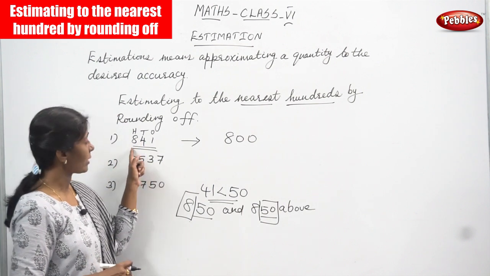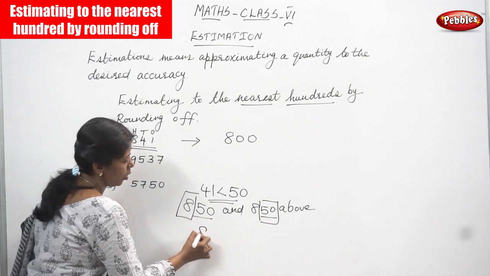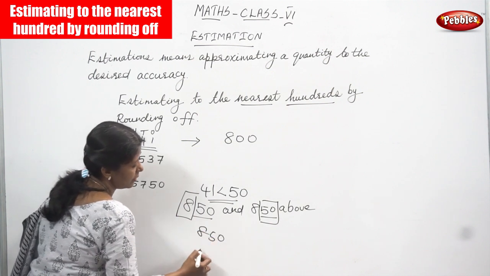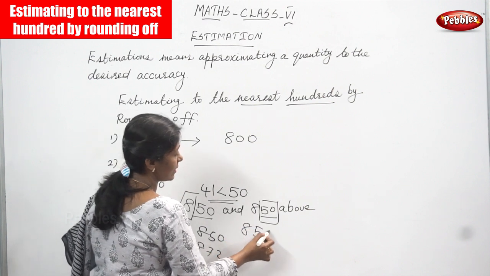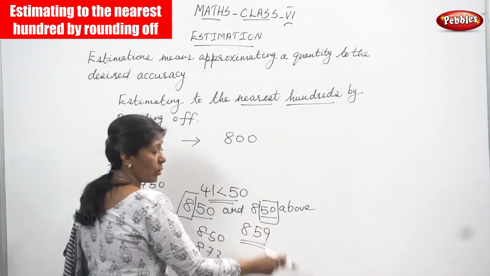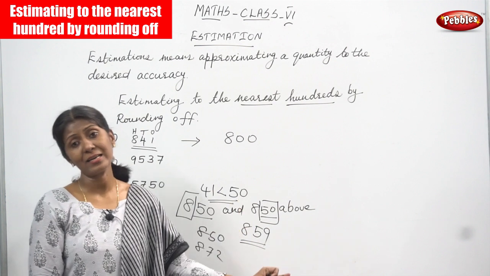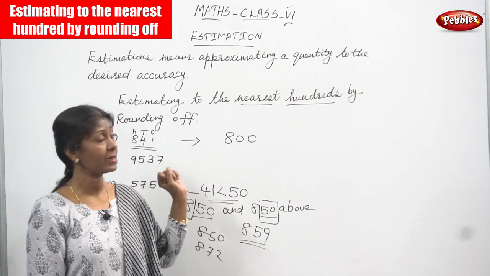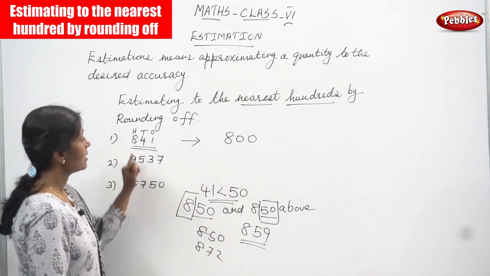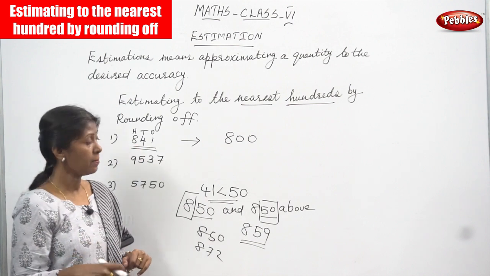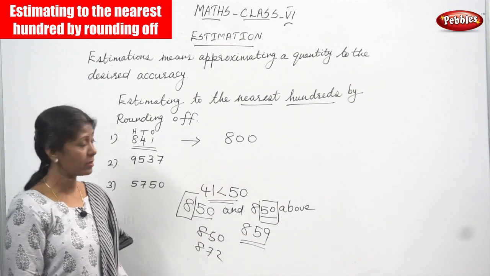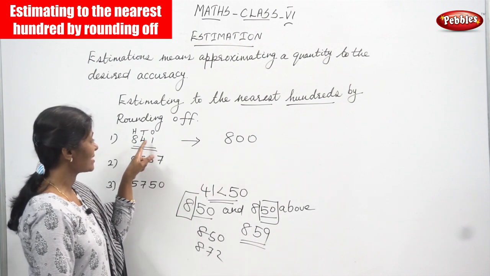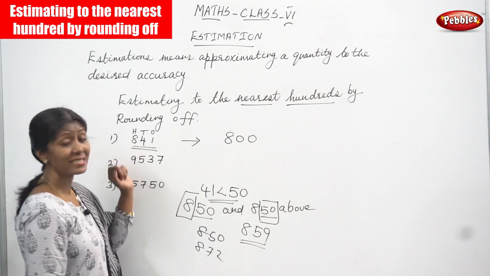Suppose it is 850, or 872, or 859. If the number is like this, what are you going to do? For the nearest 100 you can say 900, but it is 840, so it is not reaching 850. So 41 is less than 50, so you have to write 800. Ones and tens, these two places, for the nearest 100.